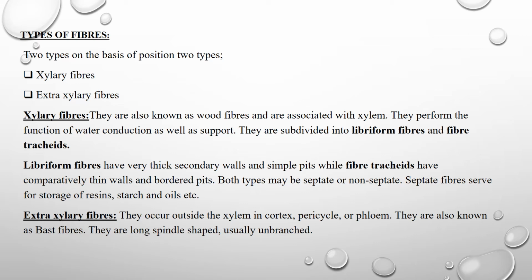Extraxylary fibers occur outside the xylem in the cortex of the stem and root, pericycle, or in the phloem. They are also known as bast fibers. These cells are long spindle-shaped cells, and usually they are unbranched.